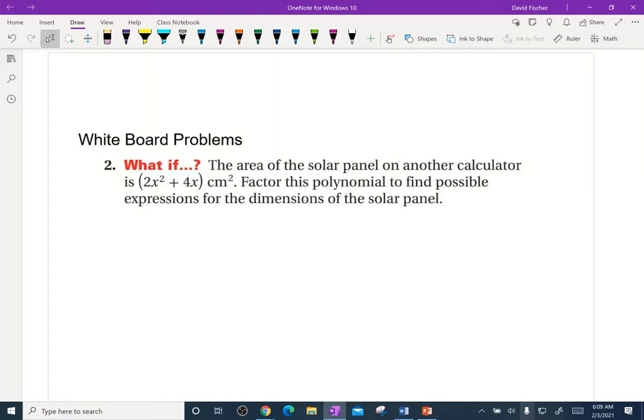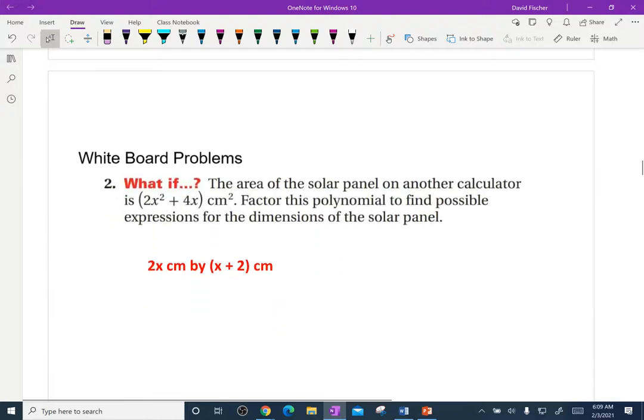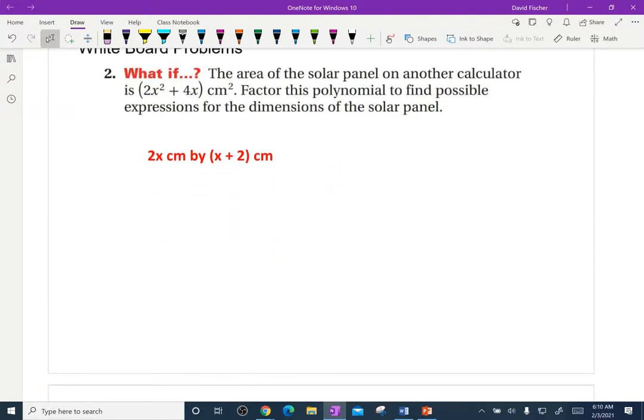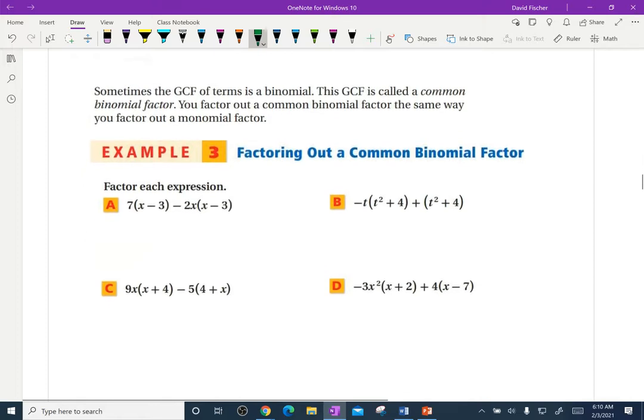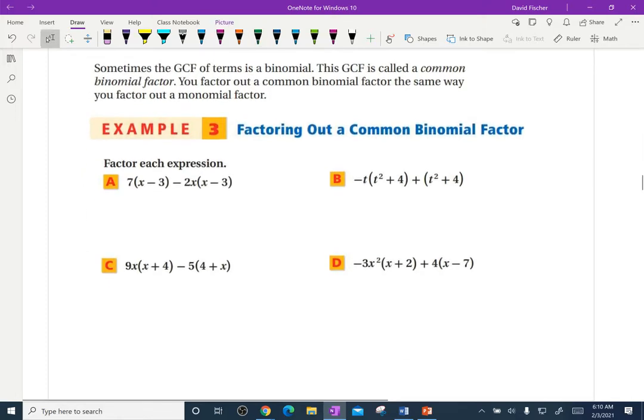All right, so whiteboard problems are the same as if you did "you try it," okay? Hopefully you got 2x by an x plus 2. And again, you need units there. These are lengths, all right? Now, if you look at this one, we kind of already had done this one.